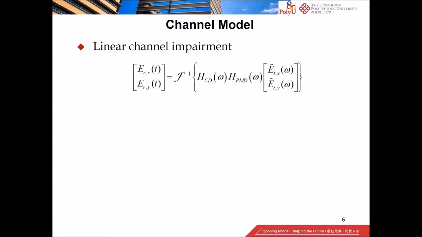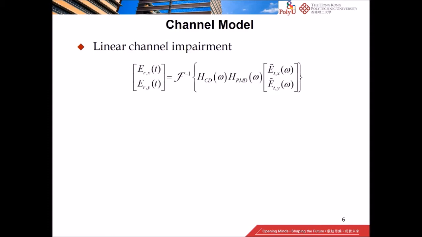Okay, so let's just get into a little bit more technical details. Let's start with the basic channel model, and then we'll go on and talk about how in short reach systems the channel model might actually change.